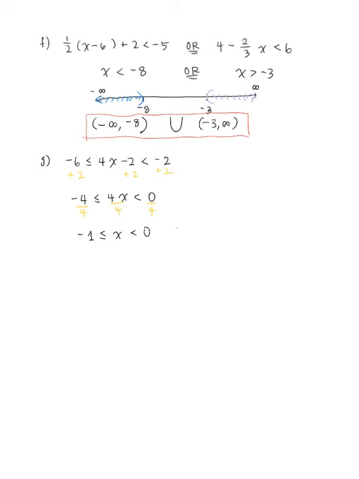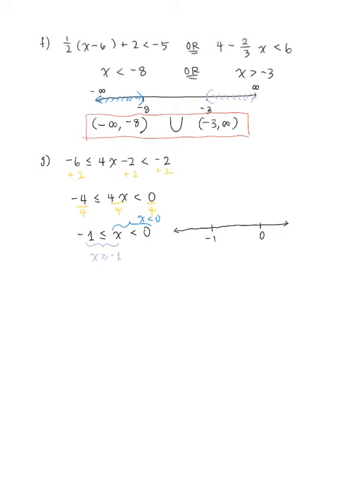Okay, so now let's just draw ourselves a graph. So here is negative 1, and then here is our 0. So this is telling you that x is greater or equal to negative 1. This is the same thing as x is greater or equal to negative 1. And then this portion here is, as you can see, x is strictly less than 0.